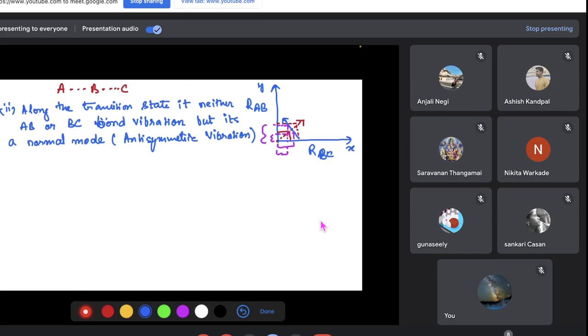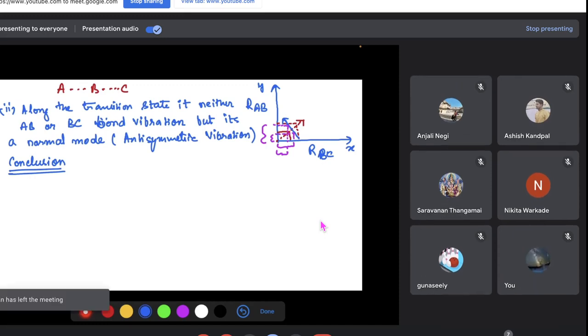So what is the conclusion till now? The conclusion is that my transition state has a set of vibrations, giving rise to normal modes, so it can have a symmetric stretch or an antisymmetric stretch, but only the antisymmetric vibration will give me the product.